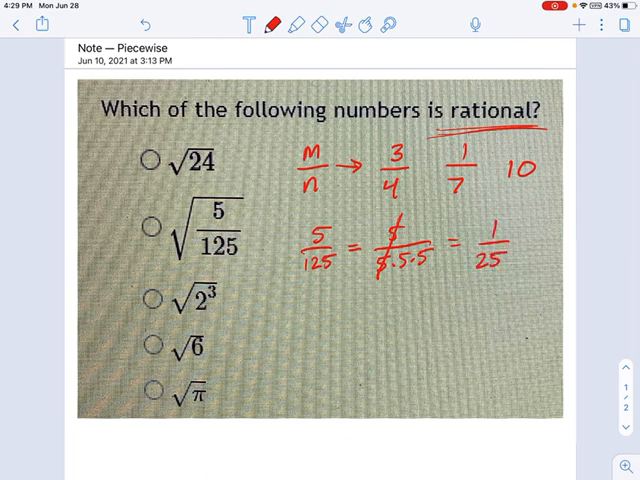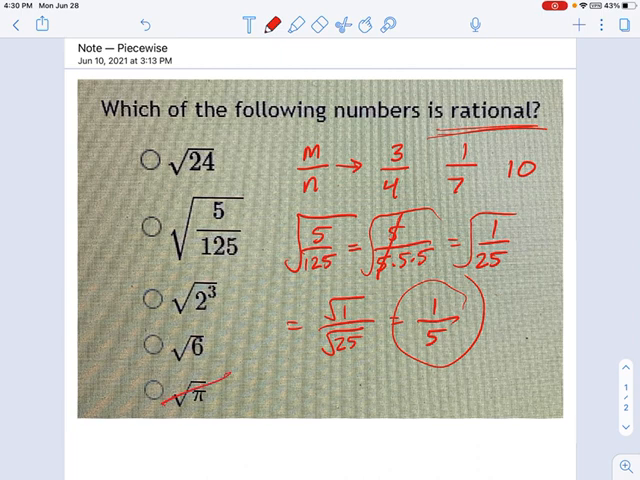So this is what we're really talking about. The square root of 5/125 is really just the square root of 1/25. And that is equal to the square root of 1 divided by the square root of 25. Now the square root of 1 is 1, you should know that. The square root of 25 is 5. Well, look at this. We just had a rational number pop out of this thing in a place it didn't really seem like it was going to. So this question is not quite so simple as it might seem.